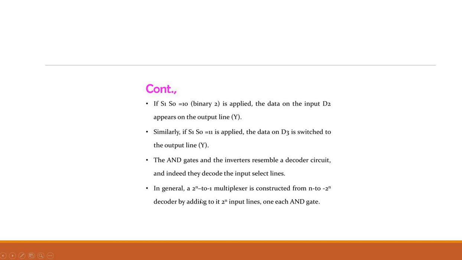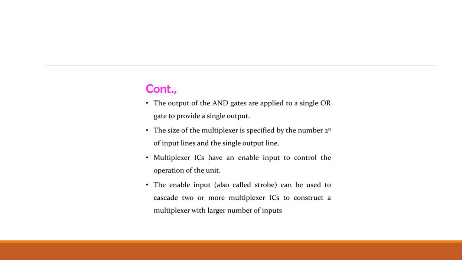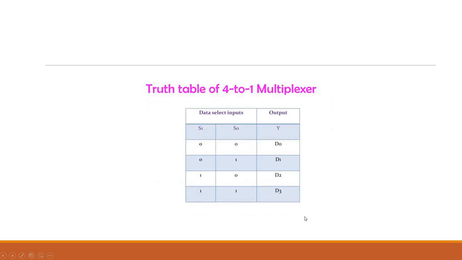In general, a 2 power n to 1 multiplexer is constructed from an n to 2 power n decoder by adding to it 2 power n input lines, one to each AND gate. The outputs of the AND gates are applied to a single OR gate to provide a single output. The size of the multiplexer is specified by the number 2 power n of input lines and a single output line. Multiplexer ICs have an enable input to control the operation of the unit. The enable input, also called strobe, can be used to cascade 2 or more multiplexer ICs to construct a multiplexer with a large number of inputs.